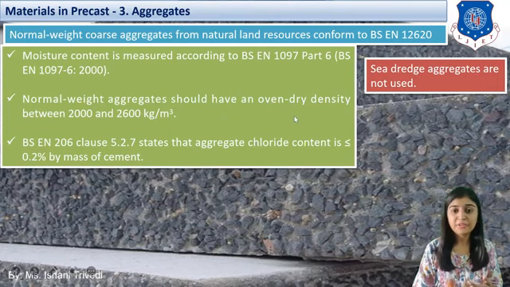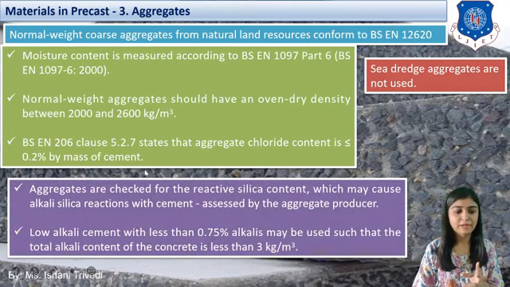Normal weight aggregate should have an oven dry density between 2000 to 2600 kg per meter cube. See, these are the specifications you are just supposed to remember. The aggregate chloride content now comes into the picture; the aggregate should not have excessive chloride content. You know about the alkali aggregate reaction, right? If that takes place, then alkali silica gel will be formed and it will lead to expansion. So the chloride content is limited to 0.2% by mass of cement.